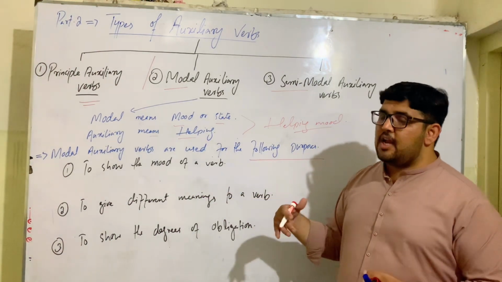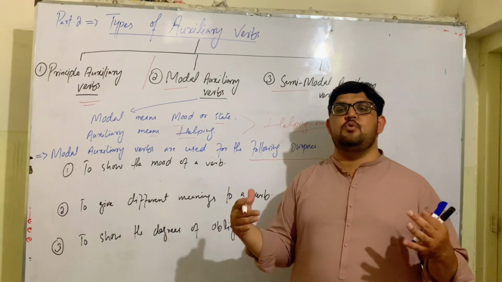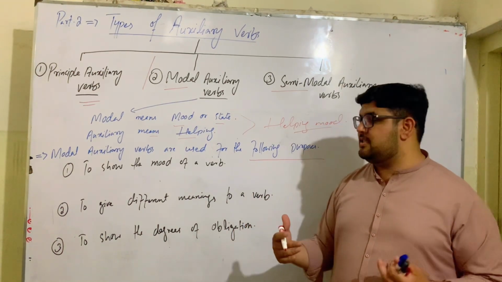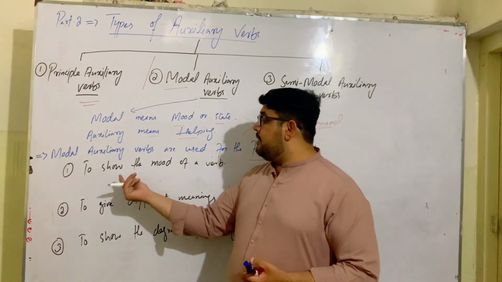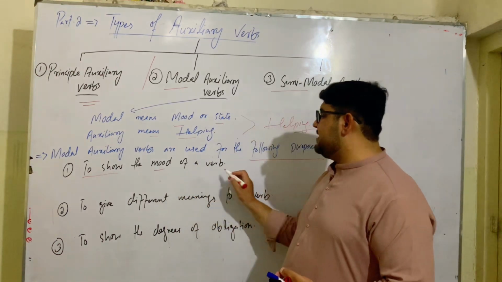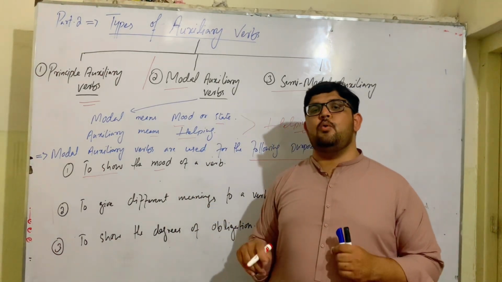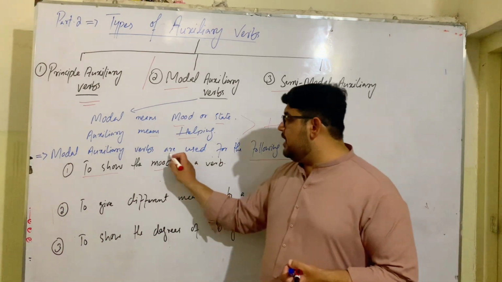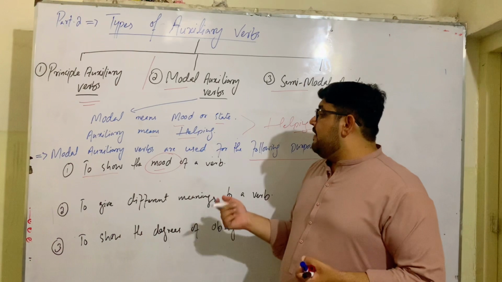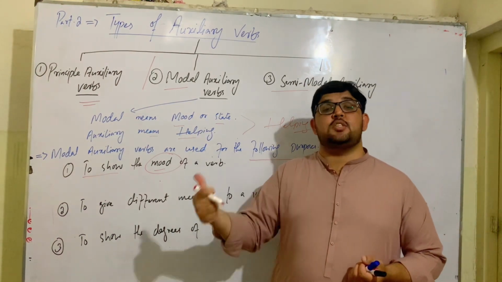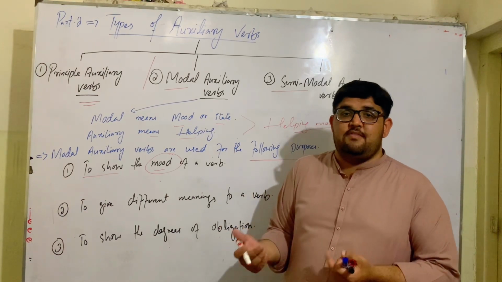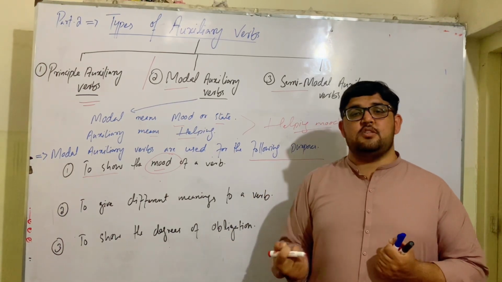Now, in the English language, modal auxiliary verbs are used for different purposes. For example, we say that modal auxiliary verbs are used to show the mood of a verb in a sentence. Like mood means it determines the mood of a sentence. By mood, I mean that a sentence can turn positive because of modal auxiliary verbs. A sentence can turn negative because of modal auxiliary verbs. A sentence can turn interrogative because of modal auxiliary verbs.